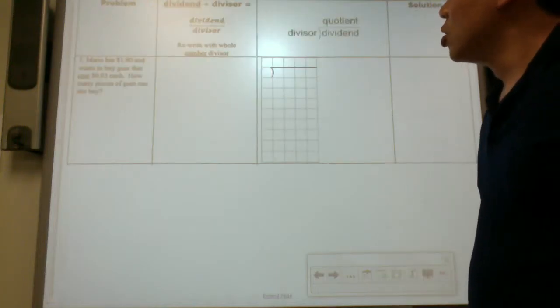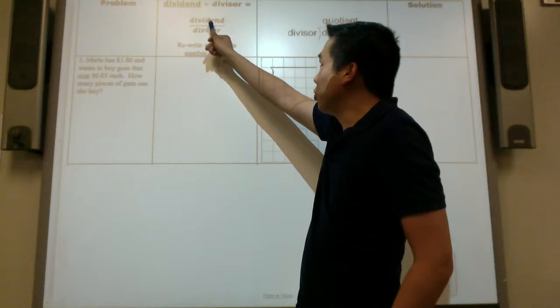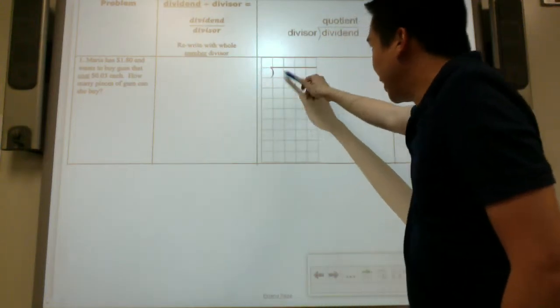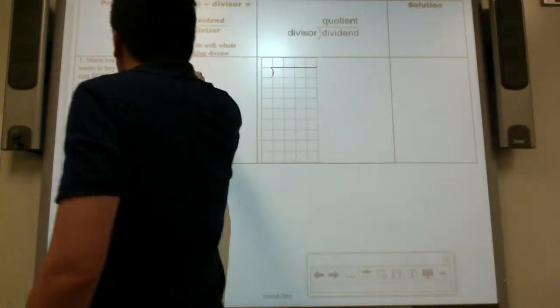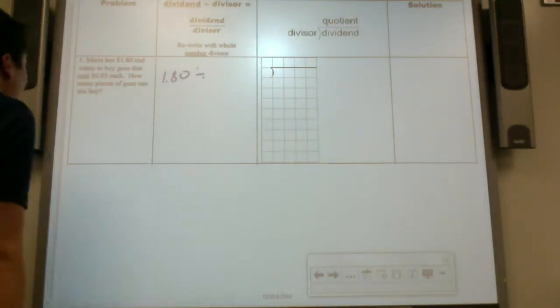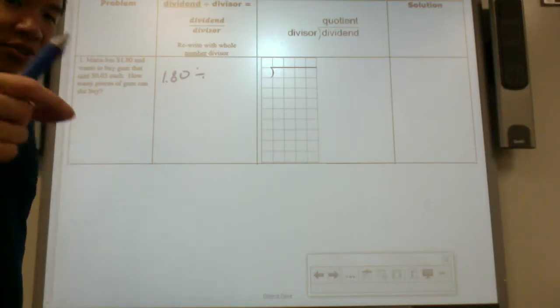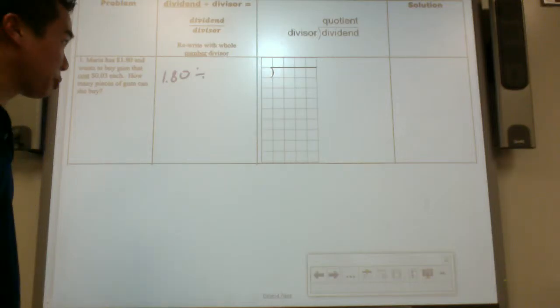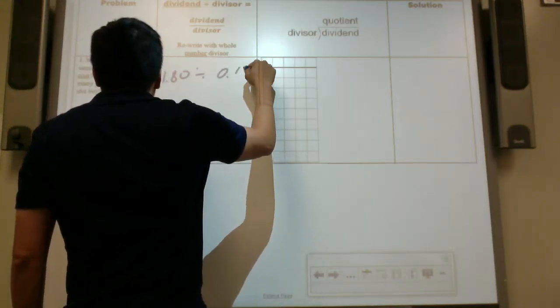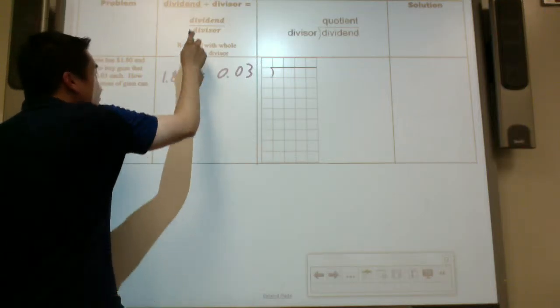So you have a word problem. Dividend divided by divisor equals quotient. Then you divide and find a solution. Maria has $1.80 and she wants to buy gum that costs 3 cents each. So each gum costs 3 cents. How many pieces of gum can she buy? So how many groups of 3 cents go into $1.80? Let's write this division problem using this.